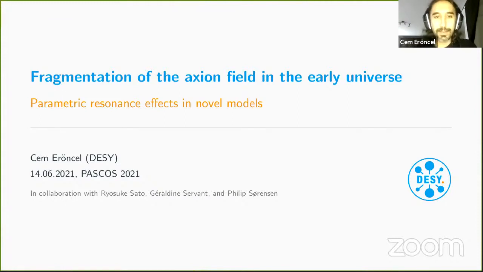First of all, I would like to thank the organizers for providing the opportunity to give this presentation. In this talk, I will tell you about fragmentation of the axion field in the early universe. The impact of fragmentation on the axion dark matter parameter space has been explained quite well by Philip Sorensen, who is also one of my collaborators in this project. The other collaborators are Yusuke Sato and Geraldine Sarwan. All of them are from DAISY.